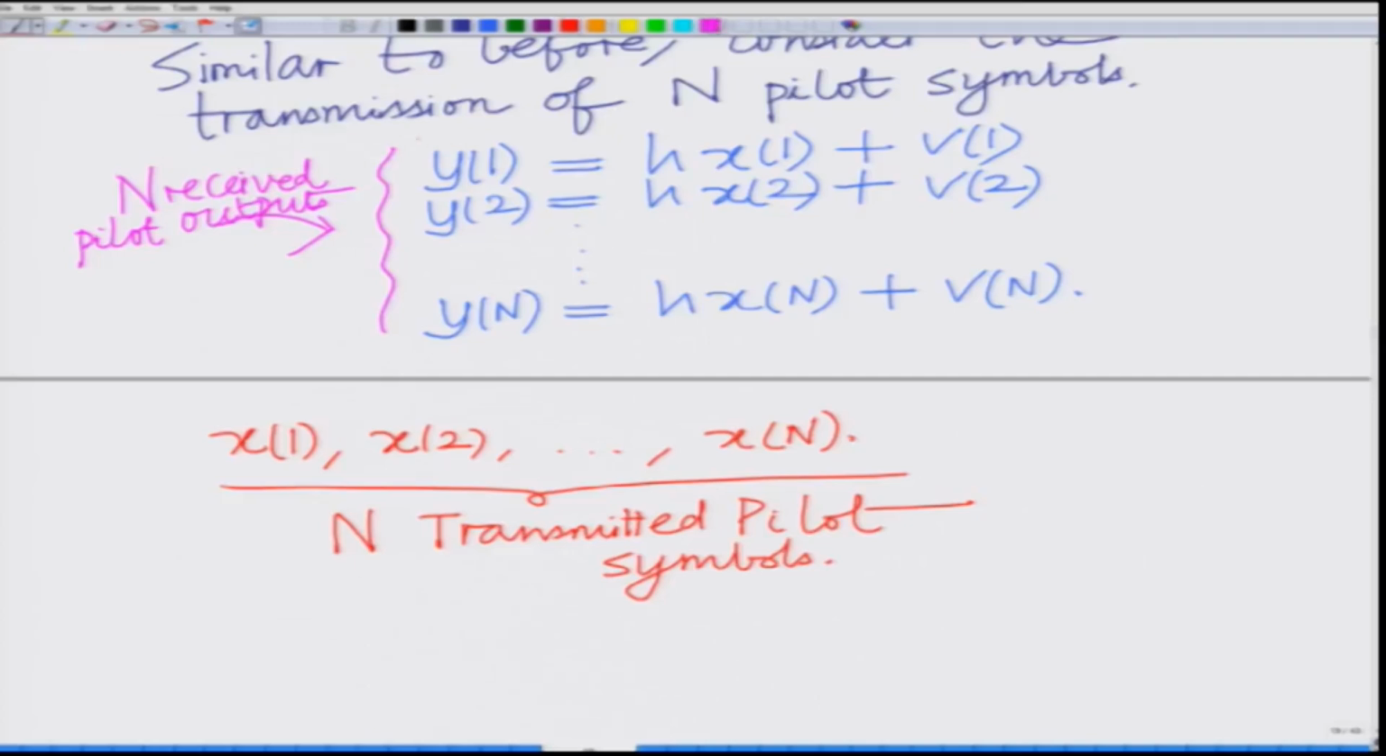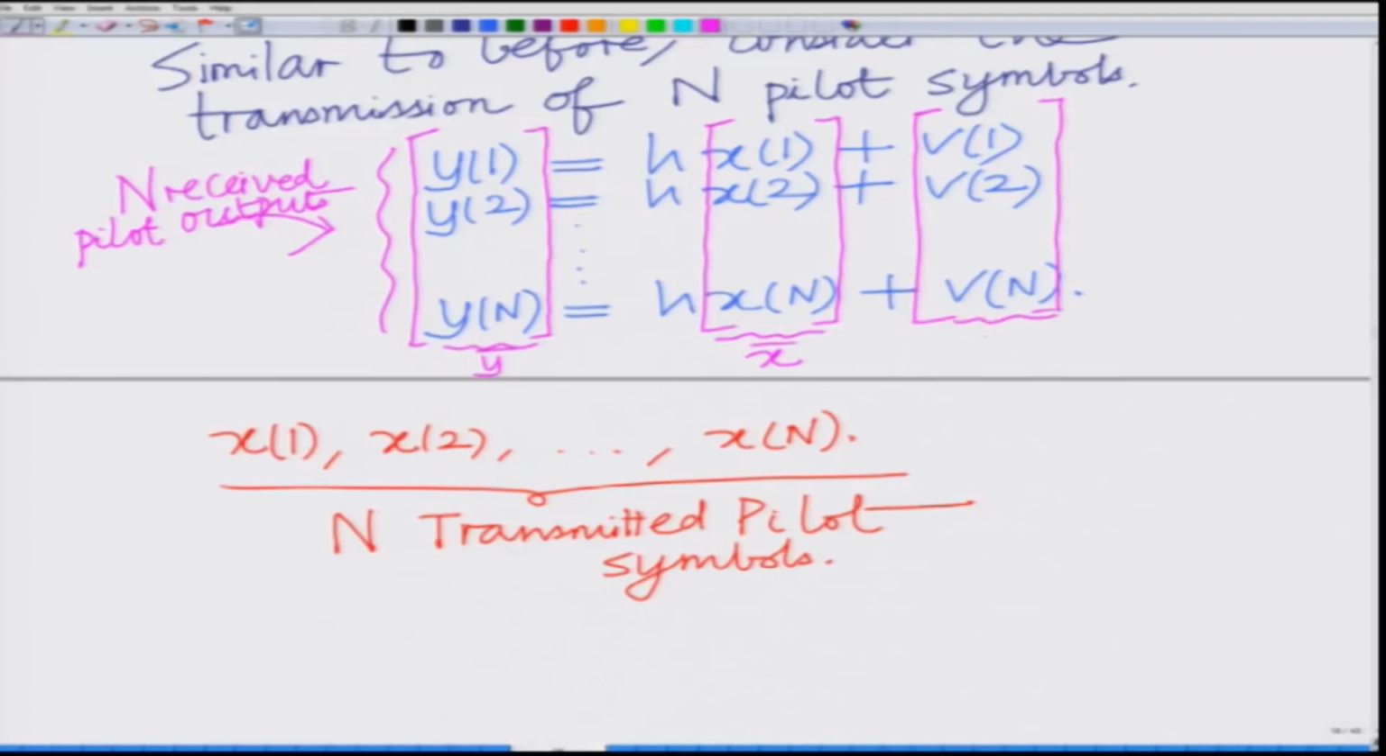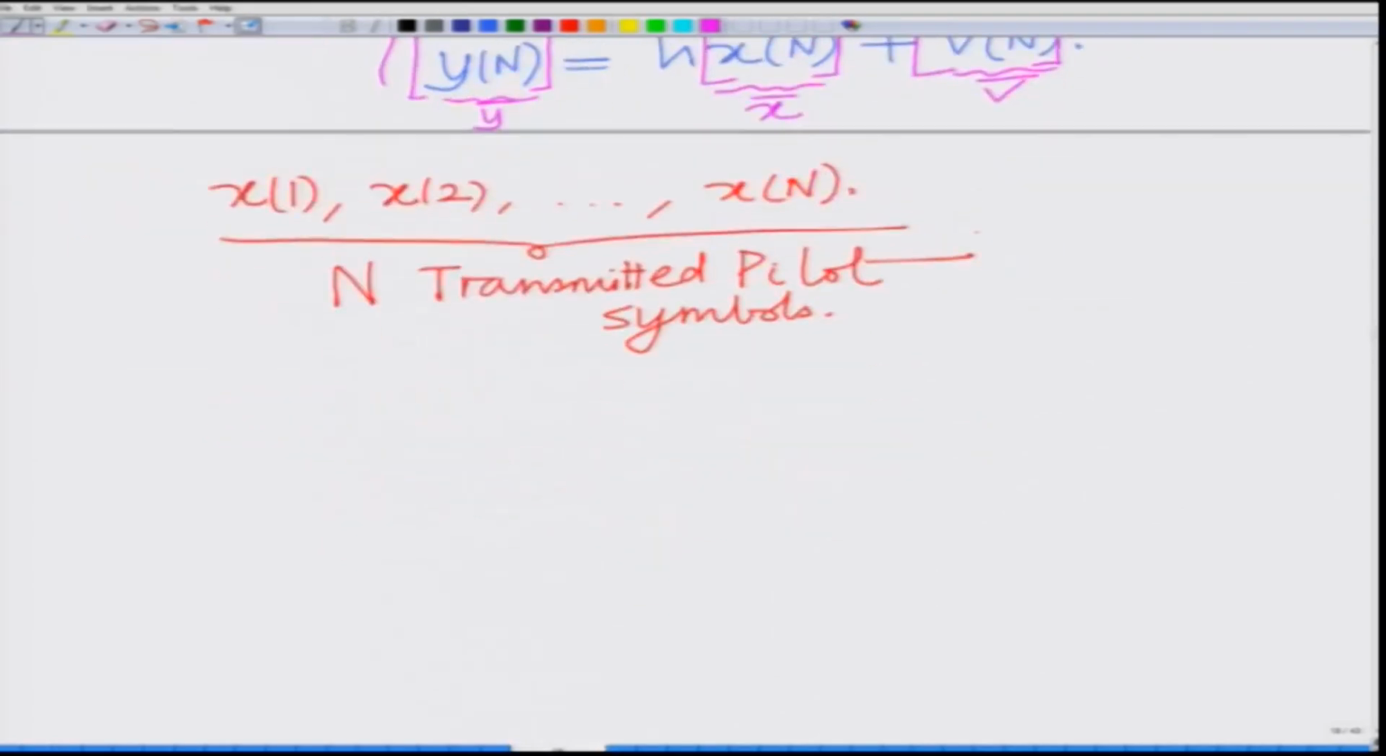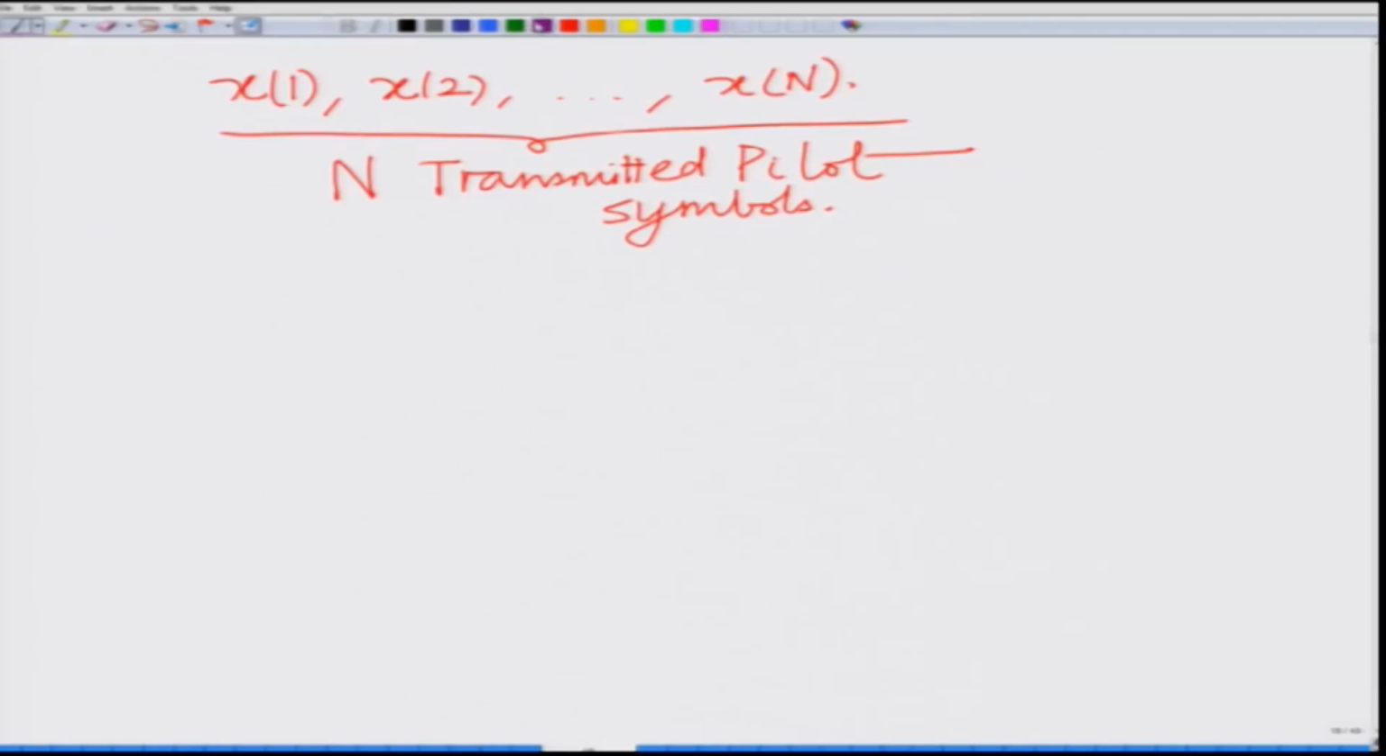Now, we can represent this by a vector. I can write this as your vector y bar, y1, y2, yn, which is the n dimensional vector, plus x1, x2, xn, which is x bar, your pilot vector, plus v1, v2, vn, which is the noise vector v bar. So, I can now write this succinctly using vector notation, something we have seen before, as x bar times h plus v bar.